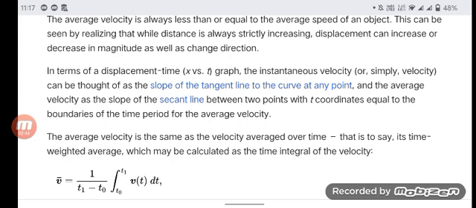In terms of a displacement-time graph, the instantaneous velocity, or simply velocity, can be thought of as the slope of the tangent line of the curve at any point, and the average velocity as the slope of the secant line between two points with t coordinates equal to the boundaries of the time period of the average velocity.